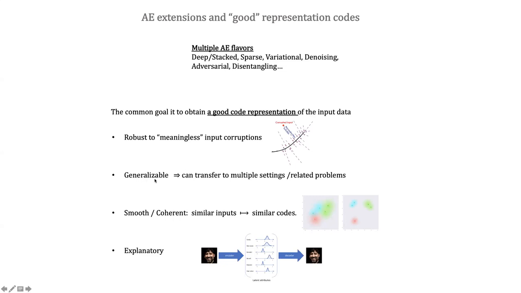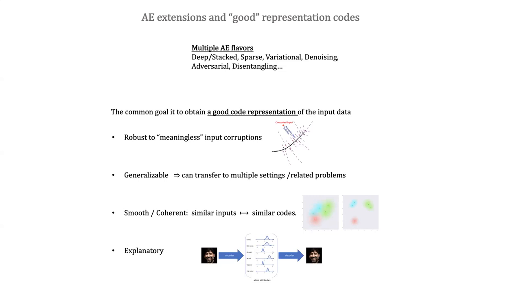Okay, so it has to be robust. It has to be generalizable. That means that it can transfer to multiple settings of related problems. That means that if you train a model on a specific set of images or faces, for example, let's say faces of Caucasians, and then you move to faces of African Americans, how are you going to do? Are you going to do well? Are you able to generalize? Are you able to generalize if the faces are slightly rotated or a little bit out of focus, and so on and so forth? So it has to be a model that can transfer to multiple semantically related problems.